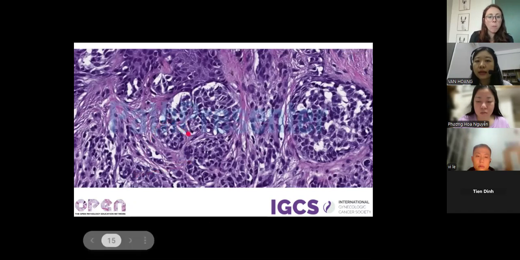We can see here the dense proliferation of cells forming nests, cords, and sheets within the dermis. The surrounding stroma shows some desmoplastic change, meaning there is a fibrous connective tissue reaction separating the tumor nests.